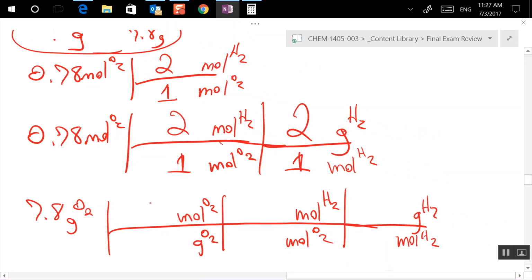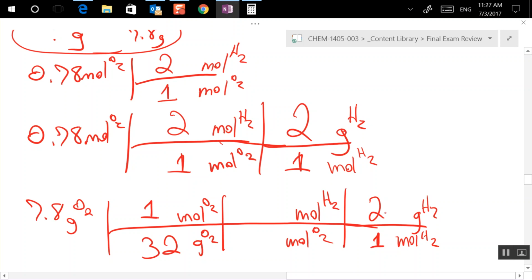Grams to moles, moles are always 1. So right here I'm going to put a 1, and a 1 there. 1 and 1. Gram and mole, gram and mole. Okay? Grams of O2, 32. 16 times 2 is 32. Each oxygen weighs 16. Grams of H2, 2. Each hydrogen weighs 1.